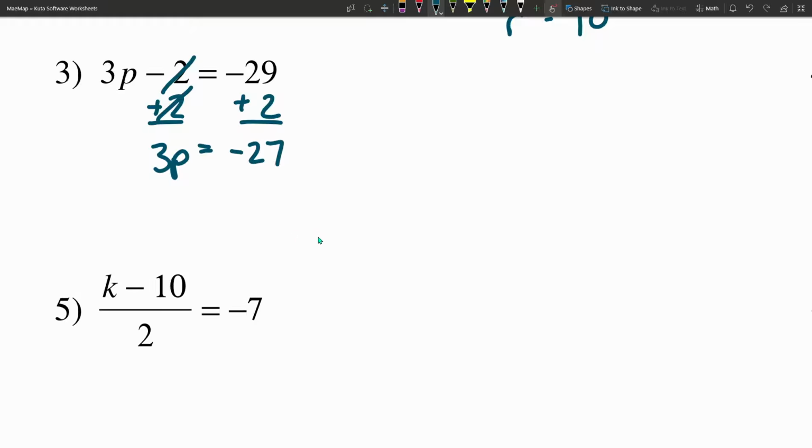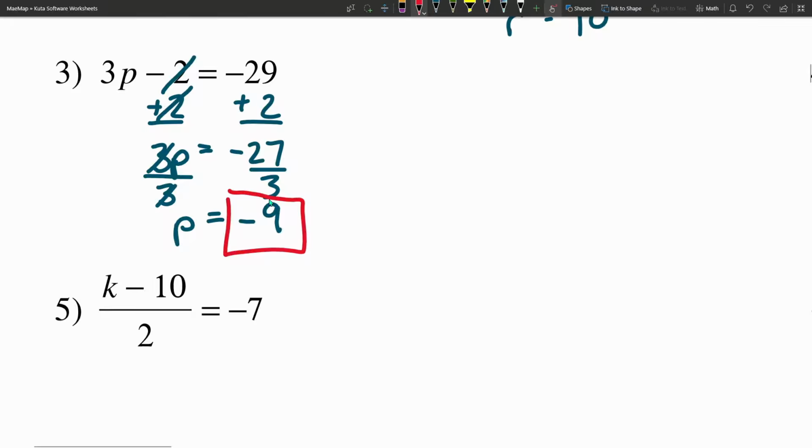There's my first step. My second step, in order to isolate that variable, divide by the 3. When I divide by 3, 3 divided by 3 is 1. We'll have p on our left-hand side equal to negative over a positive is a negative. 27 divided by 3 is 9. So -9 is our solution in number 3.